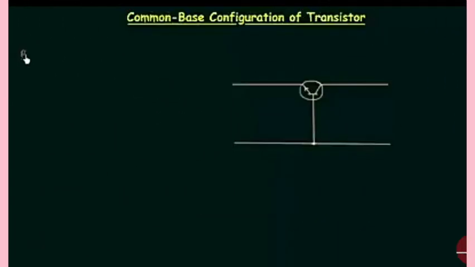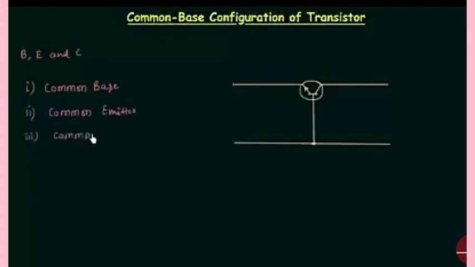Transistor is a three-terminal device and the three terminals are base, emitter and collector. Because of this we have three transistor configurations. The first configuration is common base configuration, the second is common emitter configuration, and the third and last is common collector configuration. Out of these three, common emitter configuration is mostly used because of various advantages. In this lecture I will explain common base configuration.